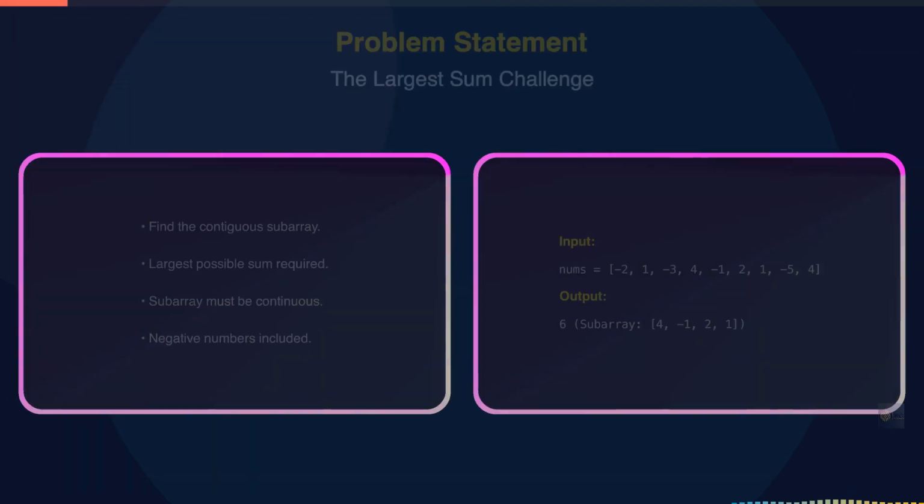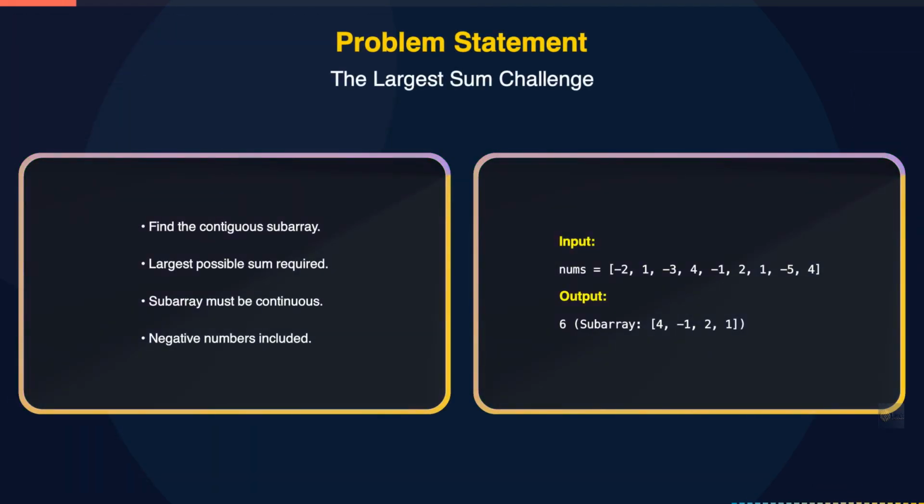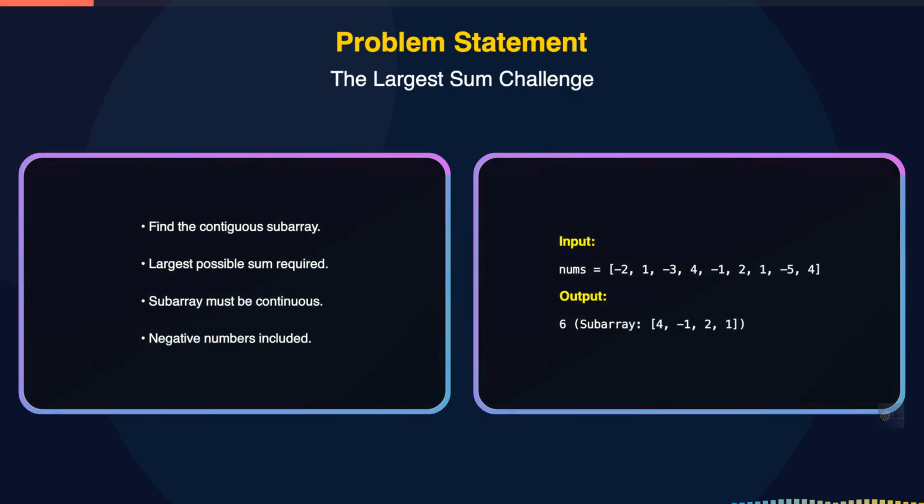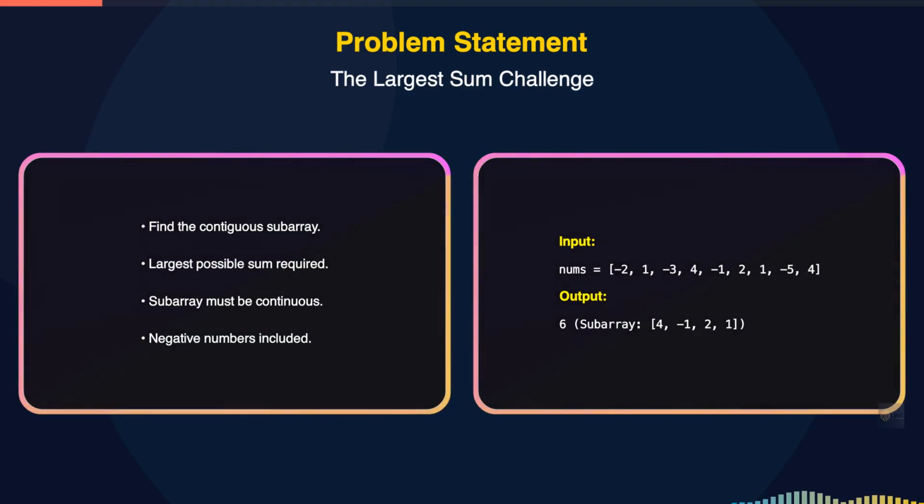Let us look at the problem statement. Given an integer array nums, our goal is to find the contiguous subarray which has the largest sum, and return that sum. A subarray must be a continuous part of the array, no skipping elements allowed.